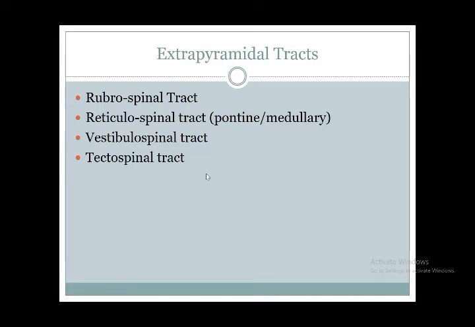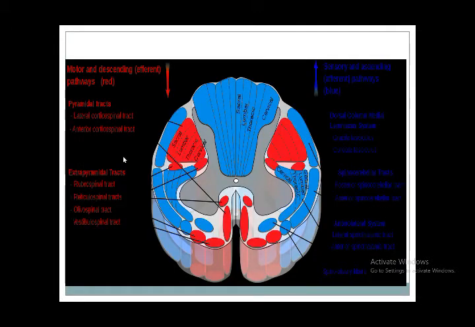What are the different extrapyramidal tracts? These are the extrapyramidal nuclei. Now, the very important extrapyramidal tracts are descending tracts in the neuroaxis. These include the rubrospinal tract from the red nuclei, the reticulospinal tracts that originate from the pontine and medullary reticular formation, the vestibulospinal tract, and the tectospinal tract. These are the major extrapyramidal tracts that indirectly control the motor movements of the anterior horn cells.